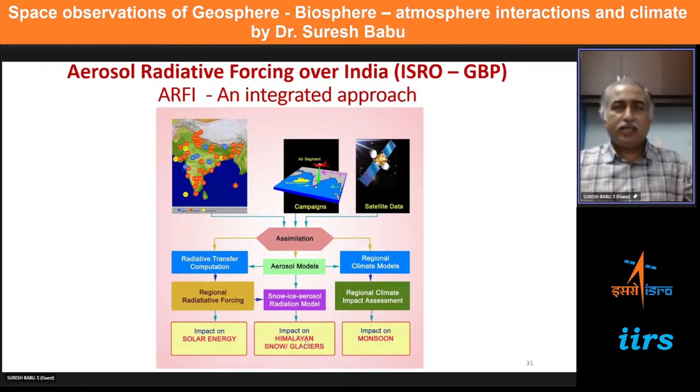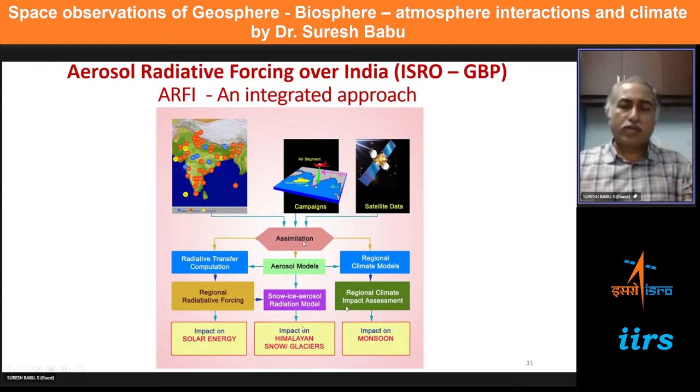The Indian scientific community is working on this particular aspect in recent times. There are several scientific results on that. The absorbing aerosols depositing on the Himalayan snow and glacier region can affect the health of the Himalayan glaciers and snow especially, and this can also have an impact on the regional hydrological balance.